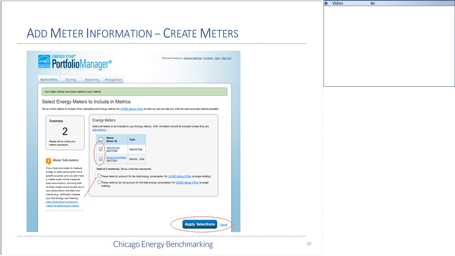If you have old data from previous usage, you could uncheck those boxes and just make sure you're checking the relevant data for this reporting period. Then click the little circle readout button that says these meters account for the total energy consumption for your office, and then click Apply Selections. If you don't do this step, it will look like you have 0 data entered for your building for your account. So you want to make sure that the meters are selected as active.